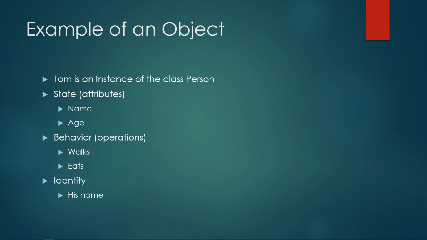Let's move on to the next example of an object. A car. Car is an instance of the class vehicle. See, car is the object and vehicle is the class. As you can see, there are a few attributes for a car, like the make of the car and the model, and the behavior are things like accelerates, brakes, and so on. The identity can be the number plate of the car because it is a unique identifier.